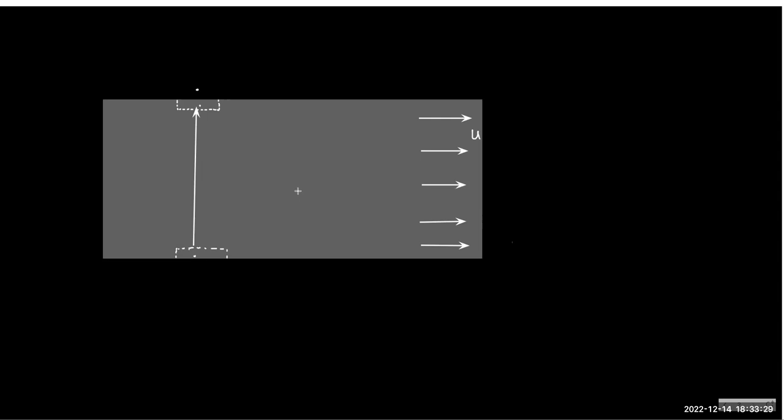So imagine that instead of a river, we have a swimming pool. In the pool, what is the flow velocity of the water? Have you seen a swimming pool? Yes or no? So zero.